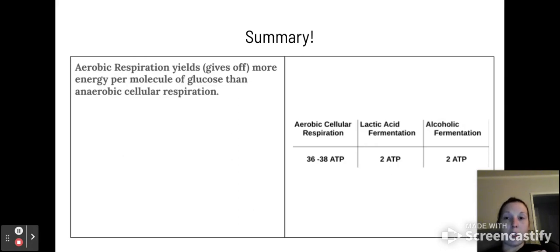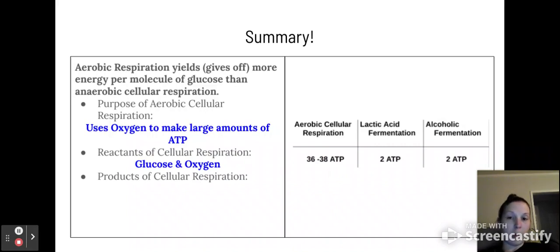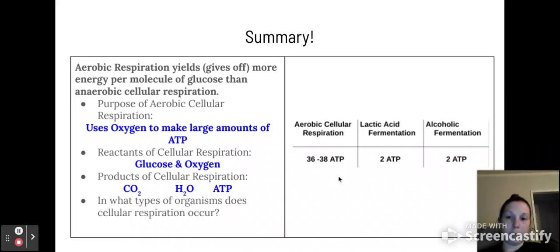So aerobic respiration gives off way more energy per molecule of glucose than anaerobic does. And the purpose of aerobic cellular respiration is that it uses oxygen to make large amounts of ATP. So as you can see here, 36 to 38. The reactants of cellular respiration are glucose and oxygen. The products of cellular respiration are going to be CO2, water, and ATP. And then the types of organisms that can undergo cellular respiration are both plants and animals.